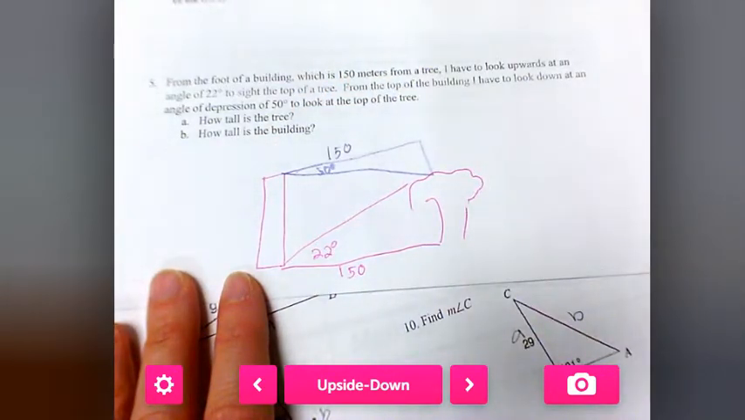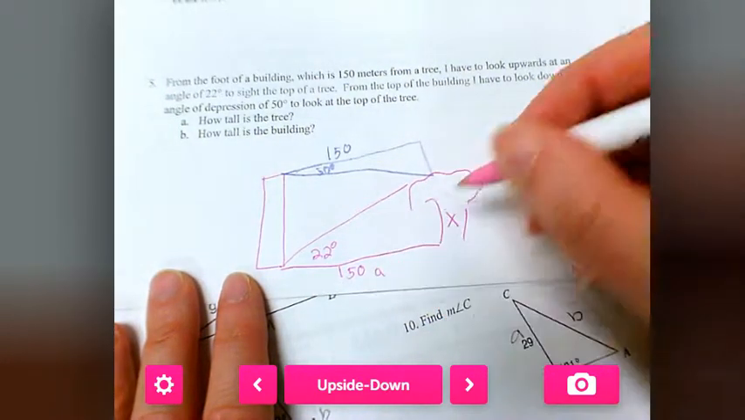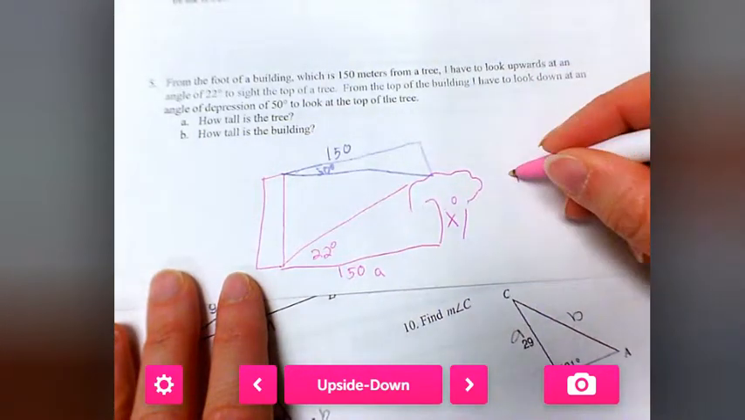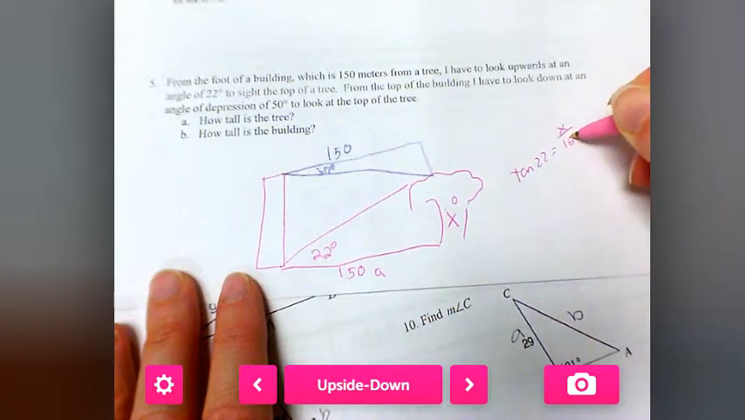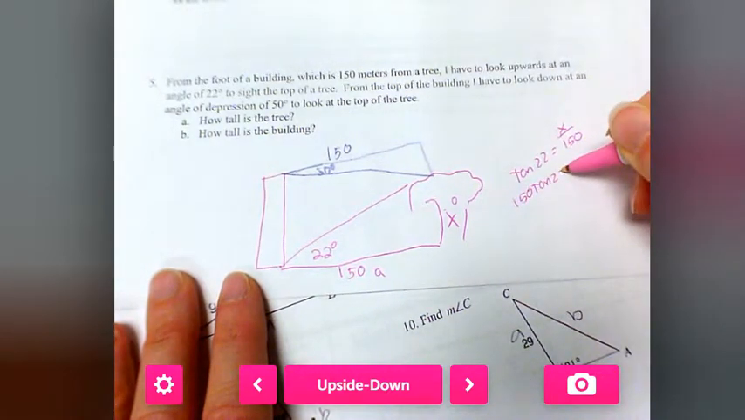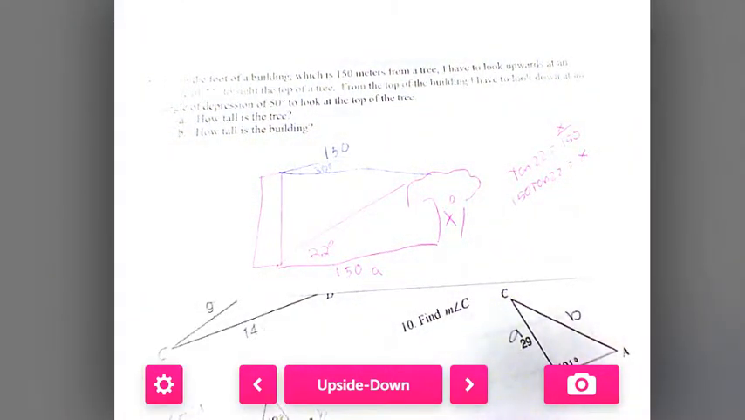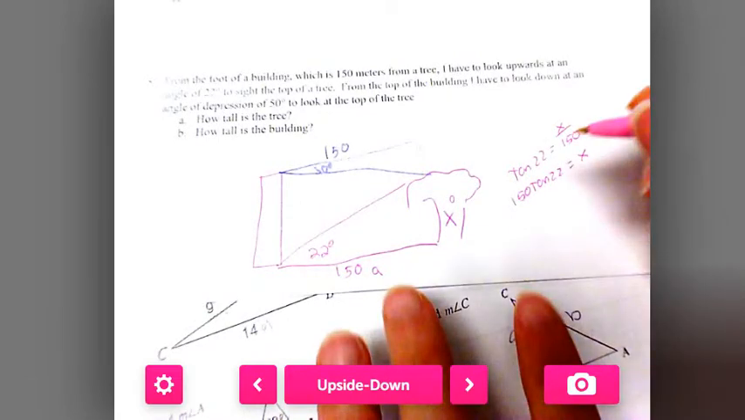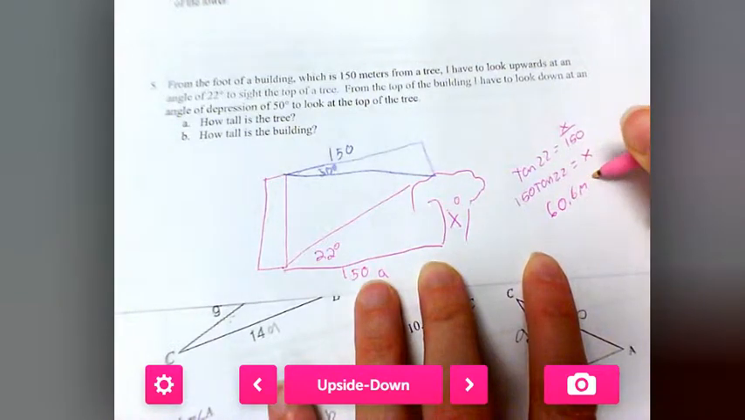Okay, so the first thing I'm going to do is find the height of the tree. That's pretty straightforward. We've done stuff like this before. This is the adjacent, this is the opposite. We go tan of 22 equals opposite x over adjacent 150. 150 tan 22 equals x. Put that in my calculator. 150 tan 22 gives me, the tree is approximately 60.6 meters.